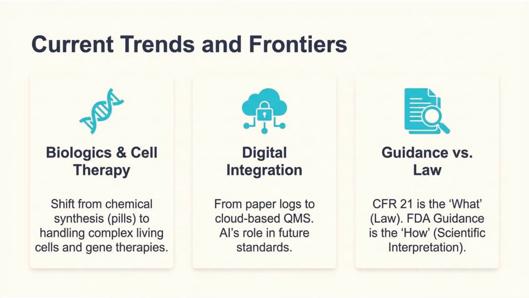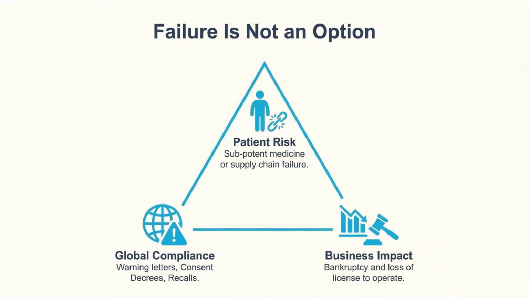GMPs continue to evolve alongside science and technology. New therapies, digital integration, and evolving guidance documents shape how regulations are interpreted. Understanding these trends helps organizations stay compliant now and in the future. When GMPs fail, consequences are severe. Patient risk, loss of public trust, and business impact through legal action or closure are possible. Compliance protects patients, preserves trust, and ensures long-term viability.